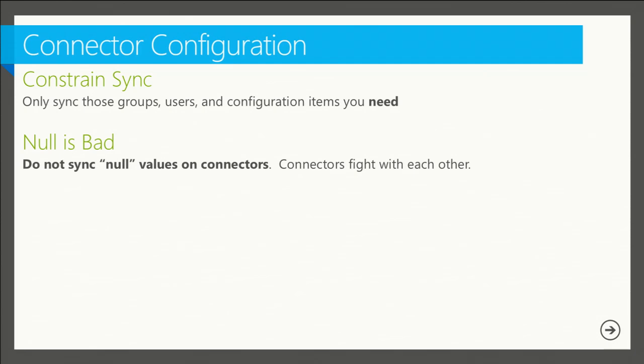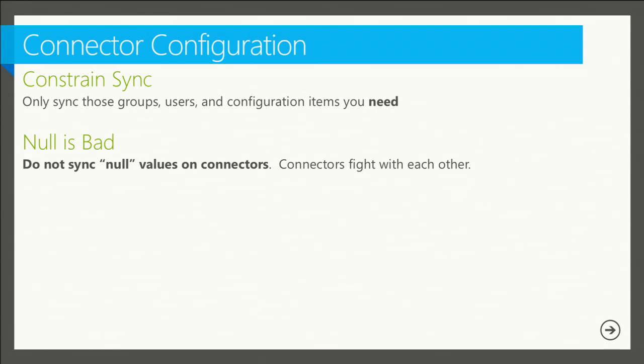So the first thing I can tell you is make sure you constrain what you bring over and set your constraints on initial configuration. So do you need all the groups? Do you need all the configuration items? Do you need every user? Do you need every computer? Do you need printers? Do you need computers from Active Directory? Probably not, because you're syncing from SCCM. Constrain your synchronization to what you need.